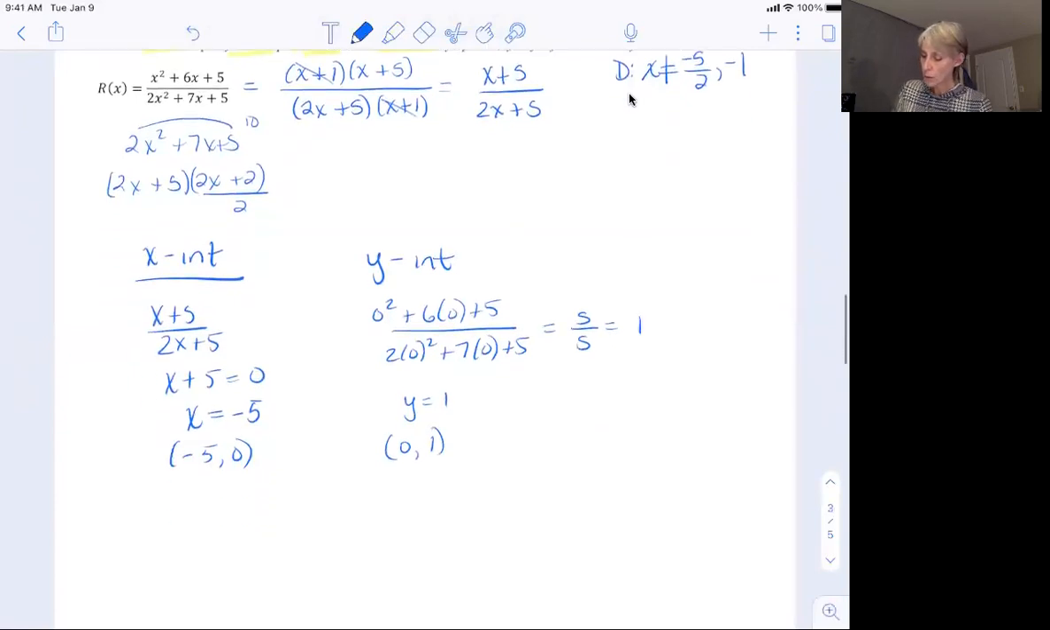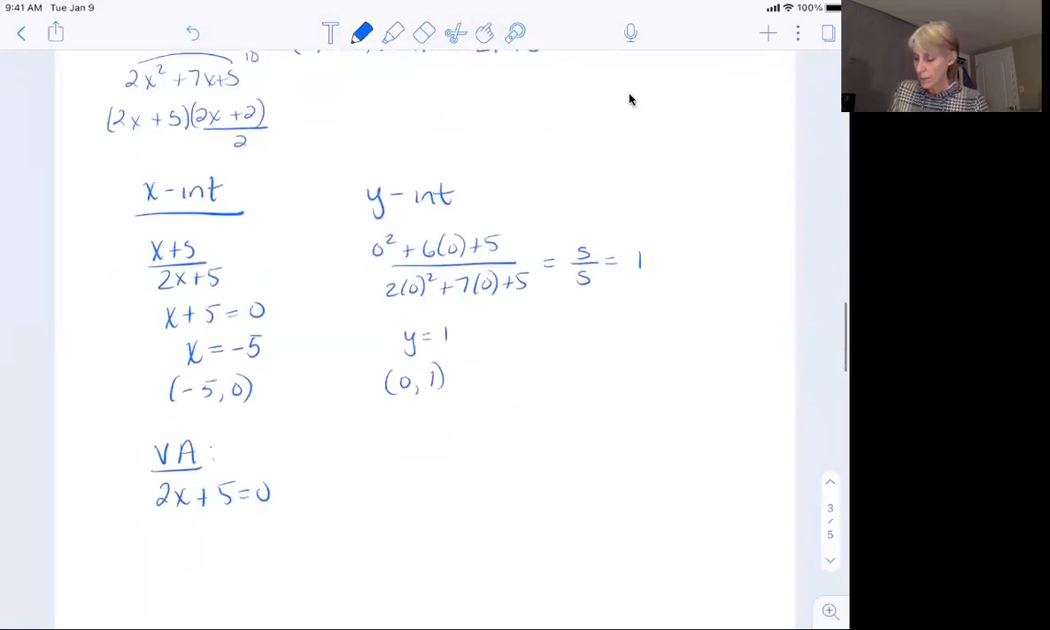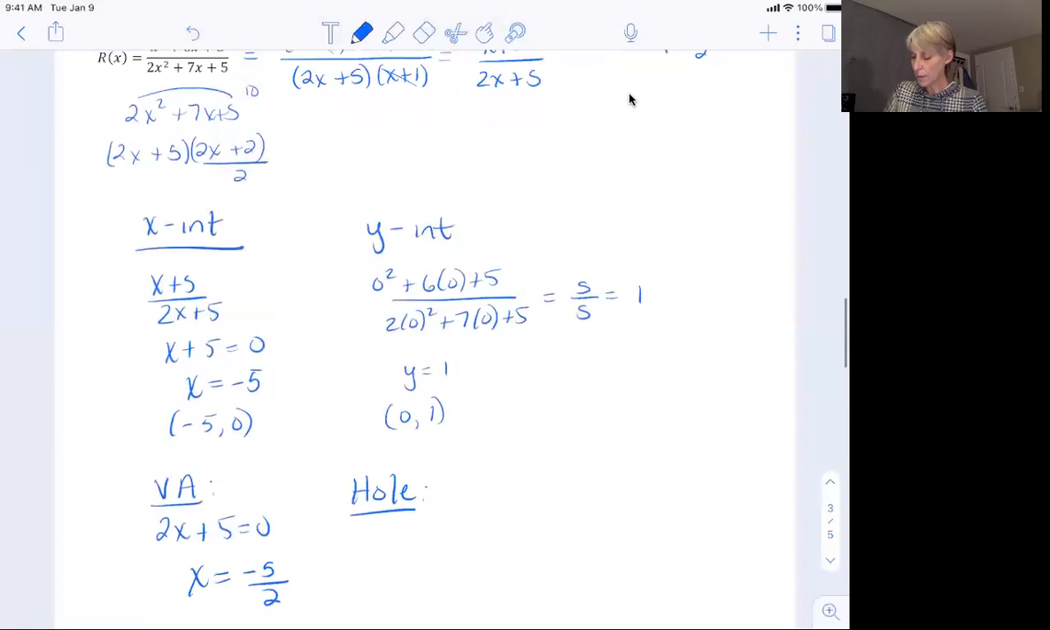My vertical asymptotes. Vertical asymptotes, how do we get those again? Vertical asymptotes are the excluded value from the factor that does not cancel. We might as well talk about where the hole occurs here. My hole is going to be from the factor that does cancel. So I'm going to have a hole when x equals -1. If I want to know the y value of that hole, I could just plug it back into the simplest form.